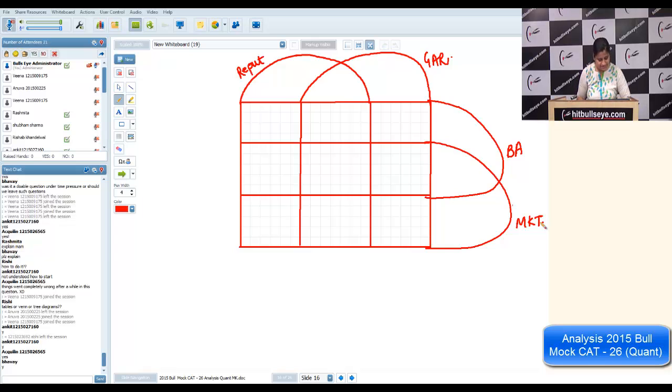It says there were 80 trainees, each with exactly 1 qualification among BA and BCom. Then they have experience in exactly one of the following 2 domains. It means there is no trainee who has done only BA, with no reputed college, no marketing, no accountancy. So it will become 0. Is it okay, guys?